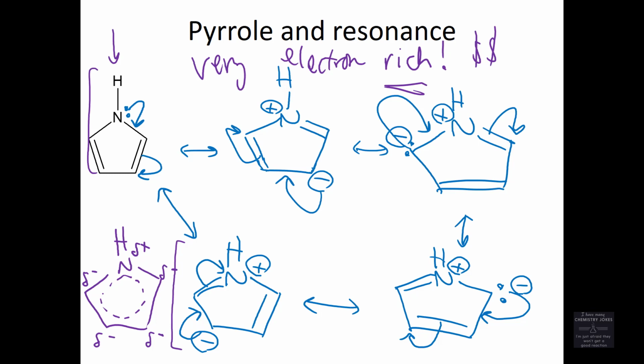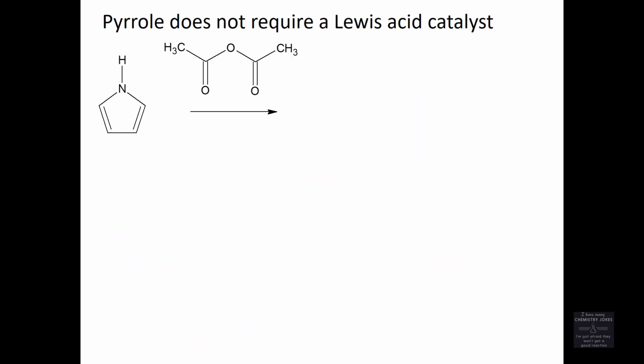Because it's so electron rich, do you think pyrrole would be good at electrophilic aromatic substitution or nucleophilic aromatic substitution? Because it's electron rich, it's fantastic at electrophilic aromatic substitution. It's super activated toward electrophilic aromatic substitution. It's so activated that it doesn't require a Lewis acid catalyst. Remember, we saw aniline can add stuff without a Lewis acid catalyst. So can pyrrole.